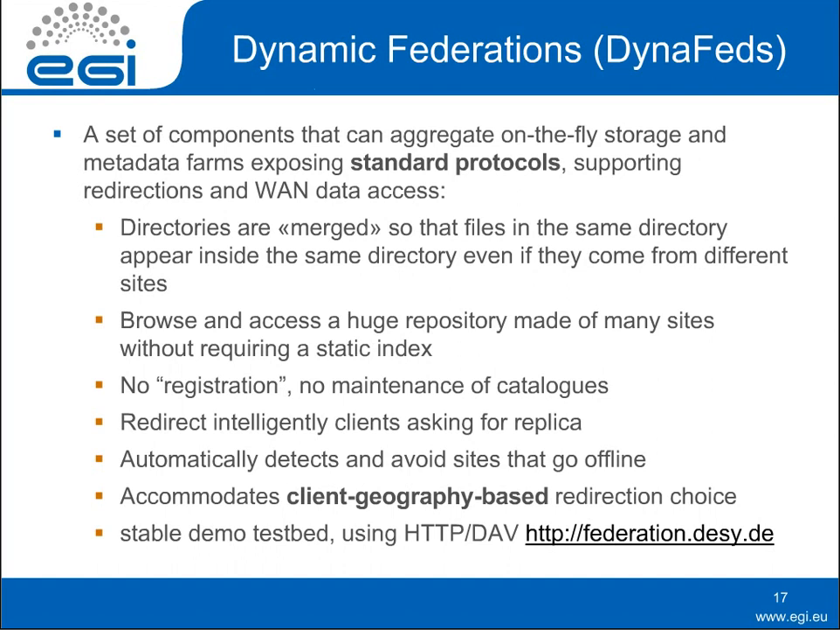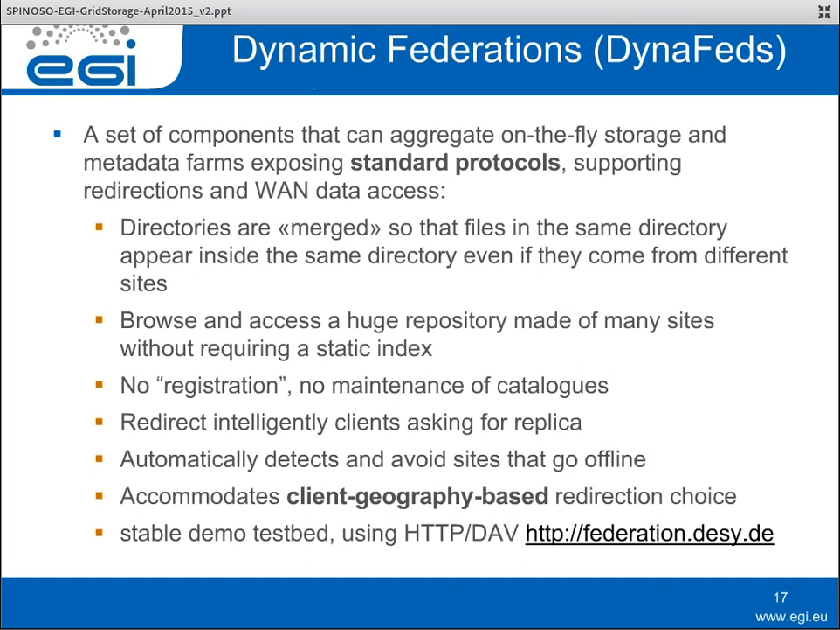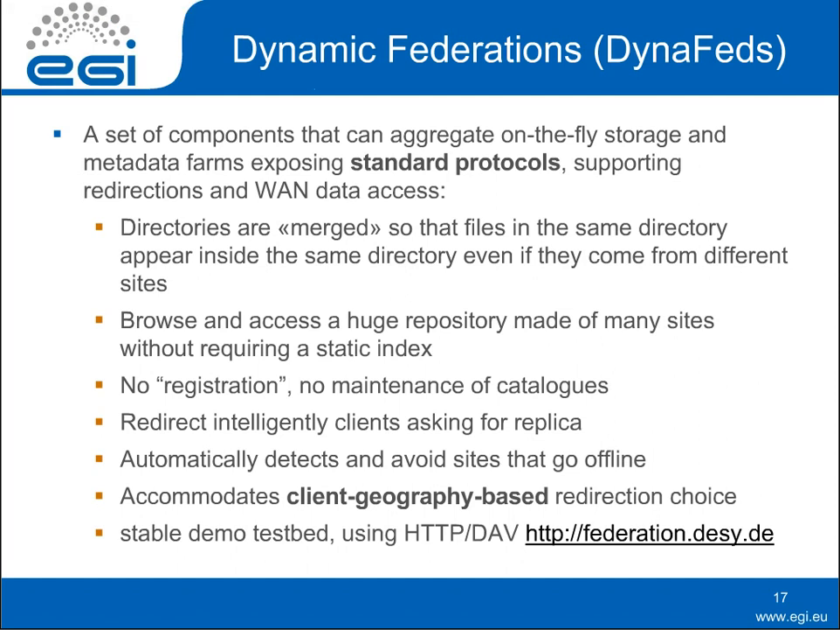It accommodates the client geography-based redirection choice. This means basically that Dynamic Federation is topology aware. You can have, for example, a root site, and then you can have branches in Europe and the United States, and branches in different nations in the EU context, for example.